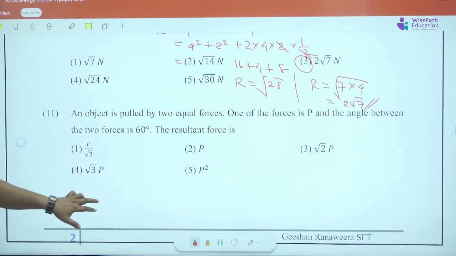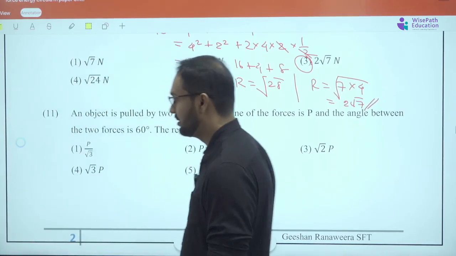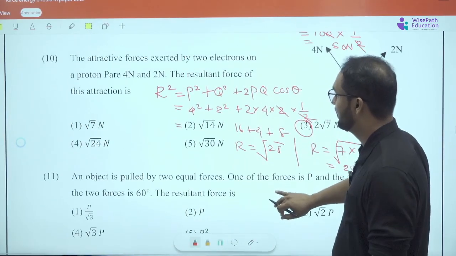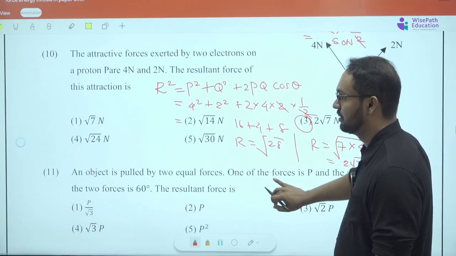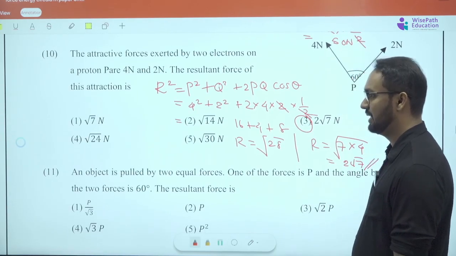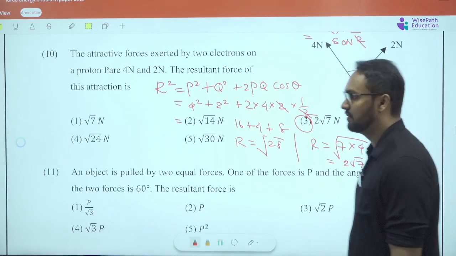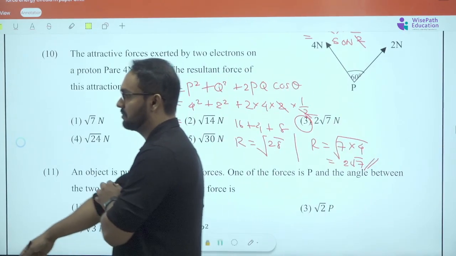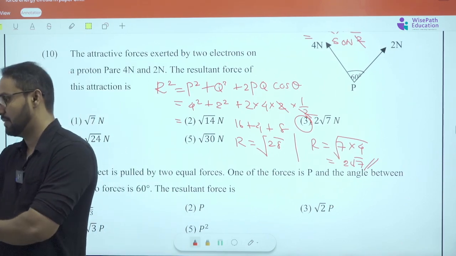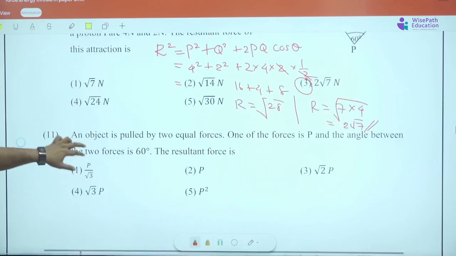An object is pulled by two equal forces. Now, online people, did you understand this question? Yeah? You're fine with this question? This is easy, I think. Bit easy. You're all okay, right? If you have any questions in the middle, anything to clarify, put a text. I'll be answering it.